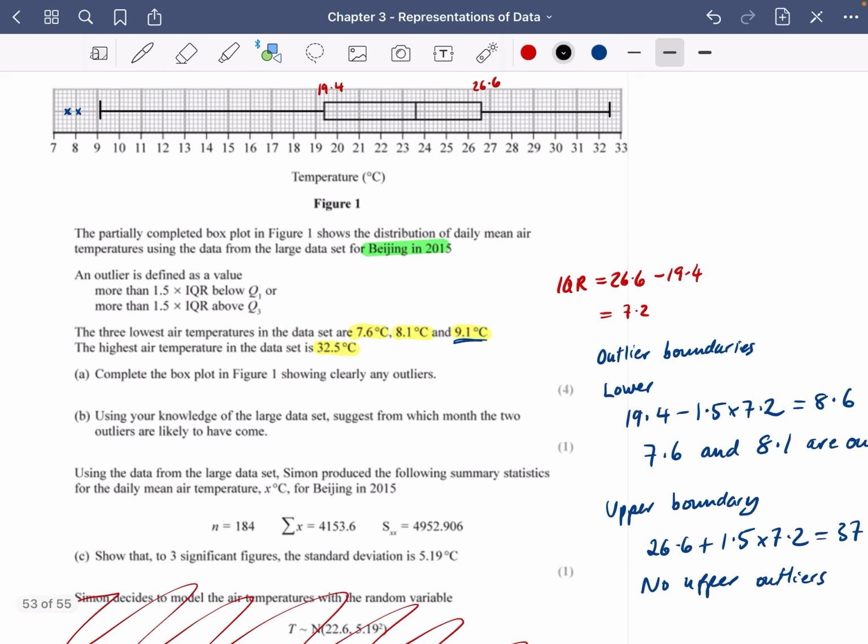Using your knowledge of the large data set, suggest from which month the 2 outliers are likely to have come. So this is all of the data for Beijing in 2015. Now the outliers are talking about the temperature, they're the coldest ones. Now remember that the months that we have for the large data set are between May and October. You've got to think to yourself, when is it going to be the coldest in China at that time? Is it going to be cold in May, June, July, August in the summertime? Or is it going to be cold as it gets further on in the year?